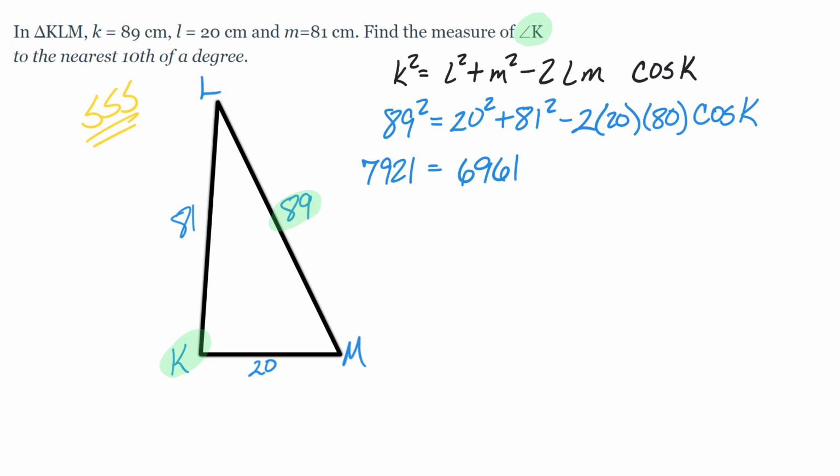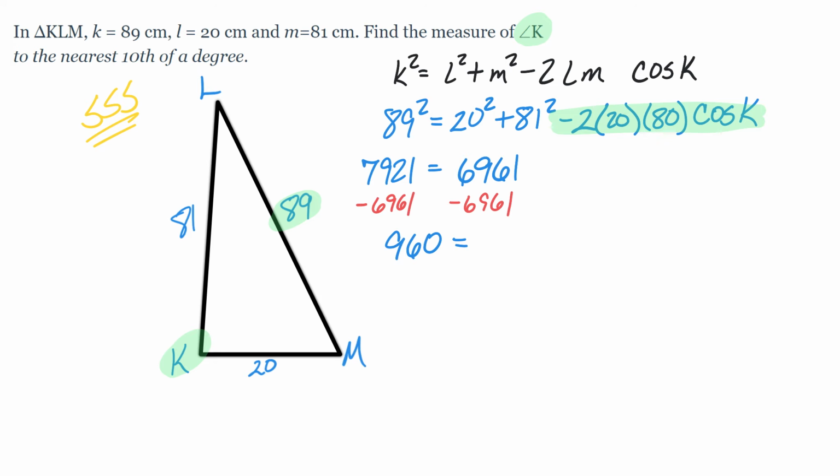Now, when I'm searching for K, I actually really like to just move this over right now. I know there's still a part to solve, but to keep myself from making a common mistake, I like to just move these right now. So I'm going to move the 6961 over to the other side. When I do that, we get 960 equals.